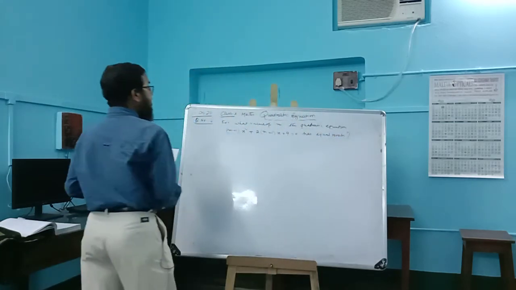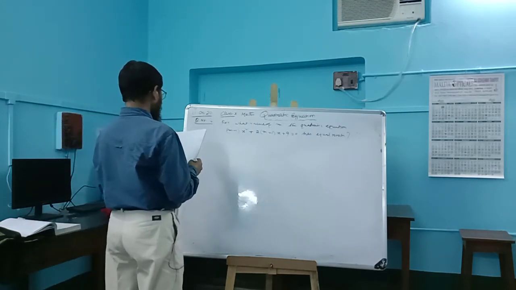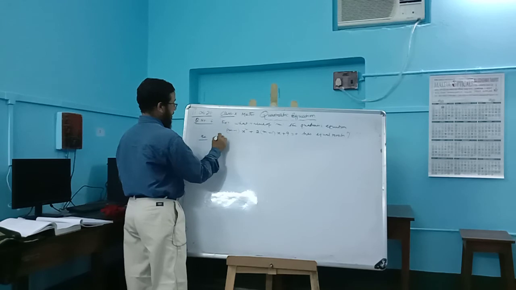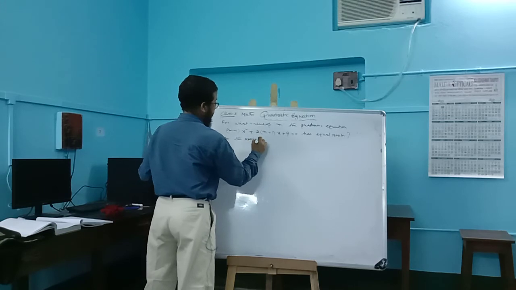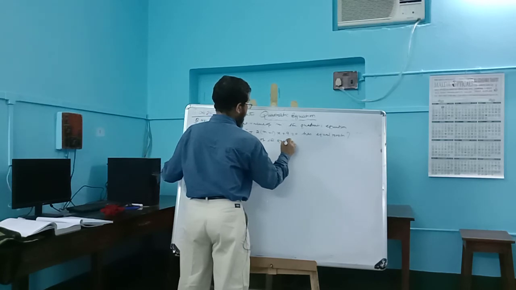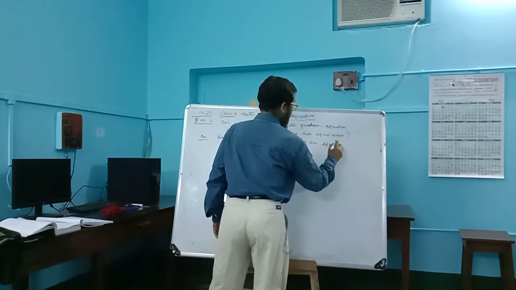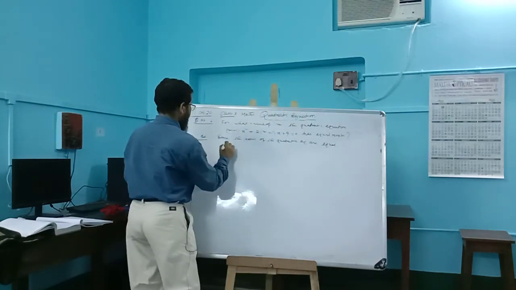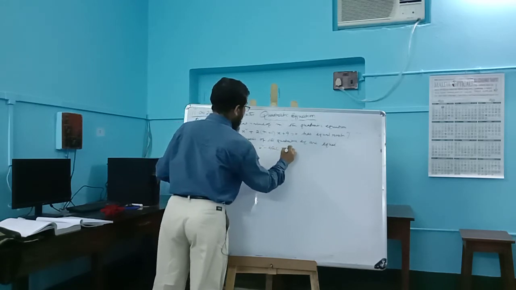For what value of m? The quadratic equation (m minus 1)x square plus 2(m plus 1)x plus 9 equal to 0. Solution. Since the roots of the quadratic equation are equal, therefore D equal to 0 implies b square minus 4ac equal to 0.